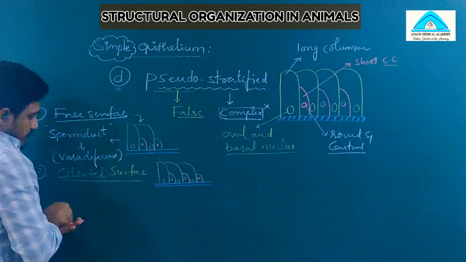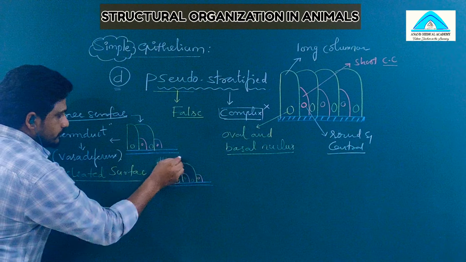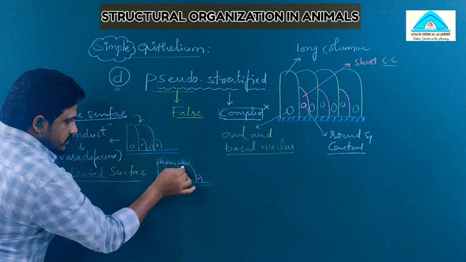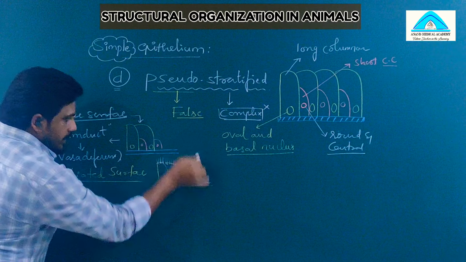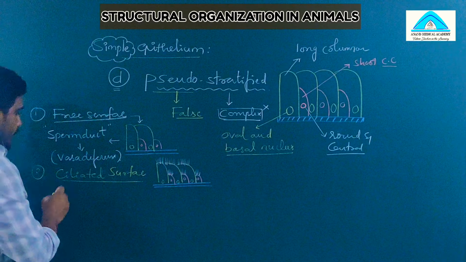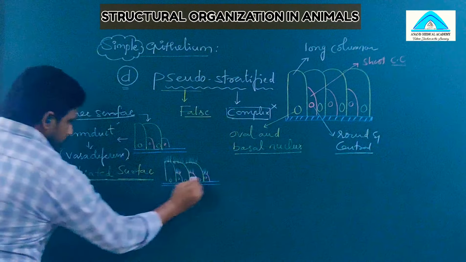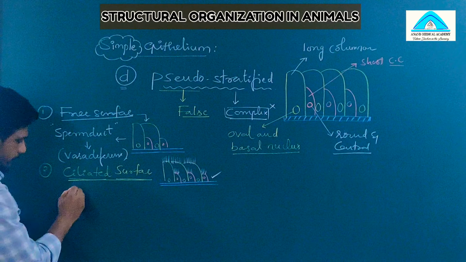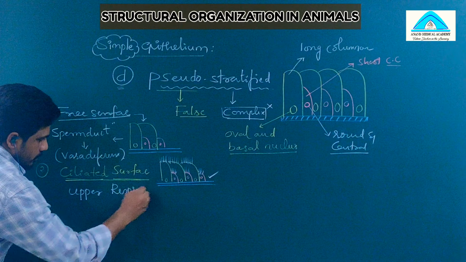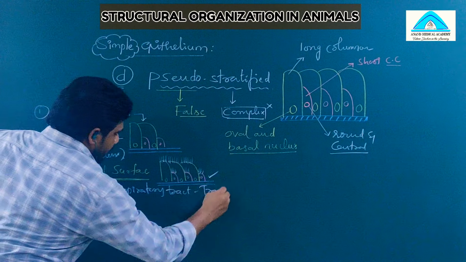Now on this surface you can see cilia are present. Don't think that the cilia are present only on the longer cells. In shorter cells, on the anterior surface, cilia are also present. Such a type of pseudostratified epithelium is called ciliated pseudostratified epithelium. This type of epithelium is located in the upper respiratory tract, mainly the trachea.